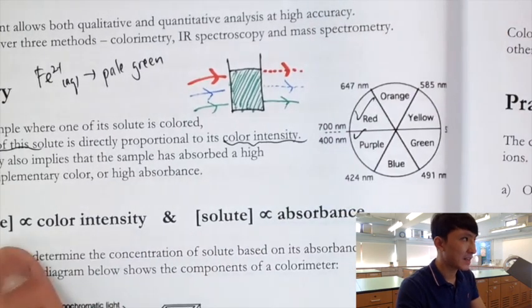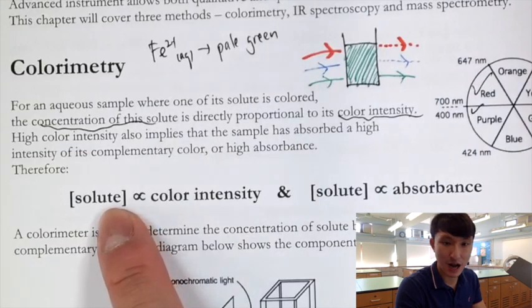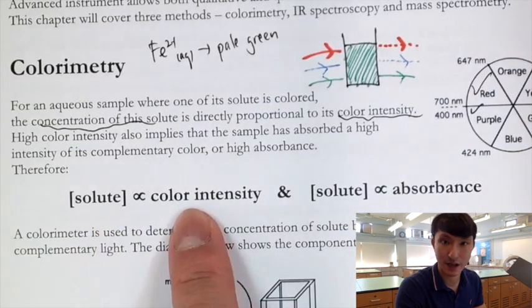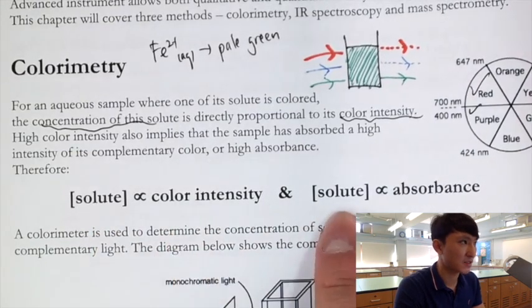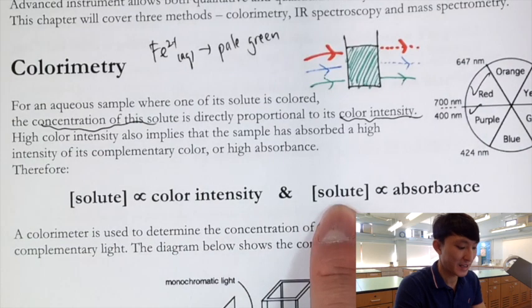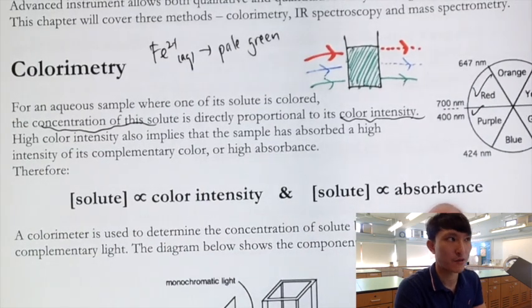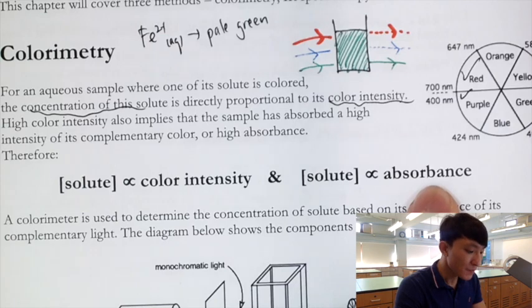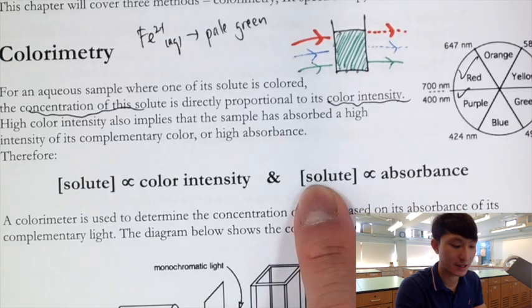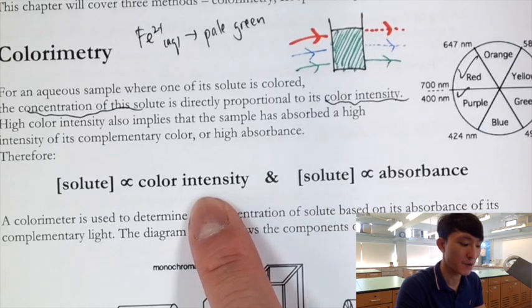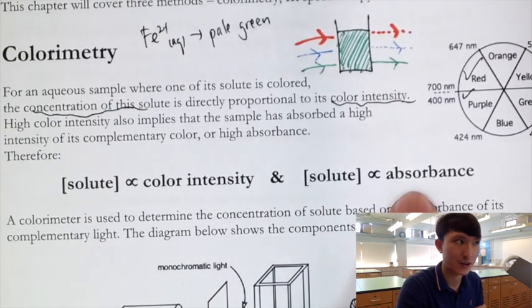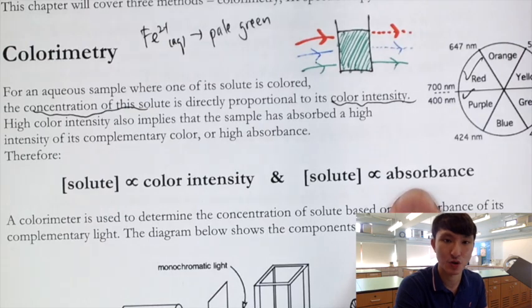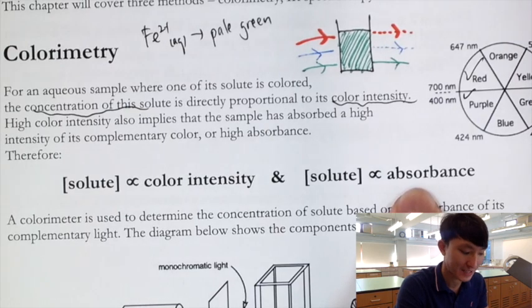Down here, we say that if the concentration of solute is higher, the color intensity is obviously higher. And when the solute concentration is higher, the absorbance will also be higher. Now for absorbance, this is basically how much of a particular light is being absorbed. Alright? So if you have a higher concentration, it has a higher color intensity, it will absorb more light. Okay? So the absorbance tells you how much light is being absorbed by the sample.